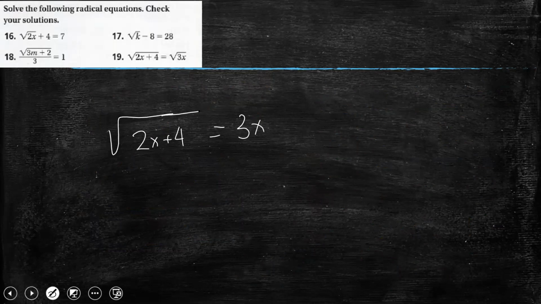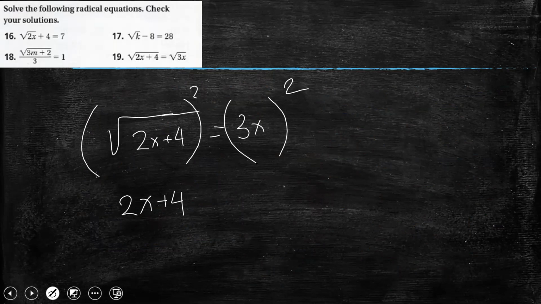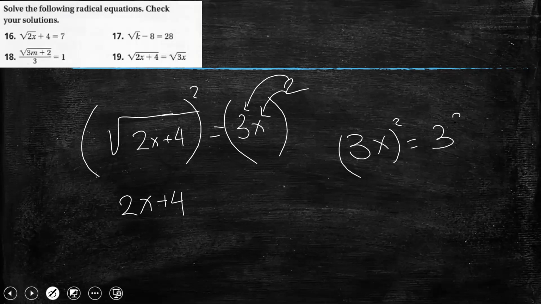So teacher, what will we do? Yes, you have to square the two sides. It will be 2x plus 4 equals 3x squared. What does it mean? The power will be distributed on the number and the variable. So it is 3 squared times x squared, because the power is distributed to 3 and x. So I have 9x squared.